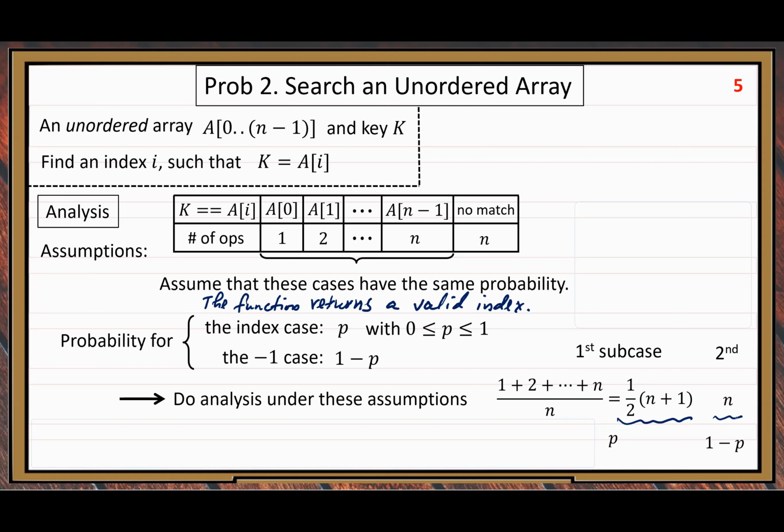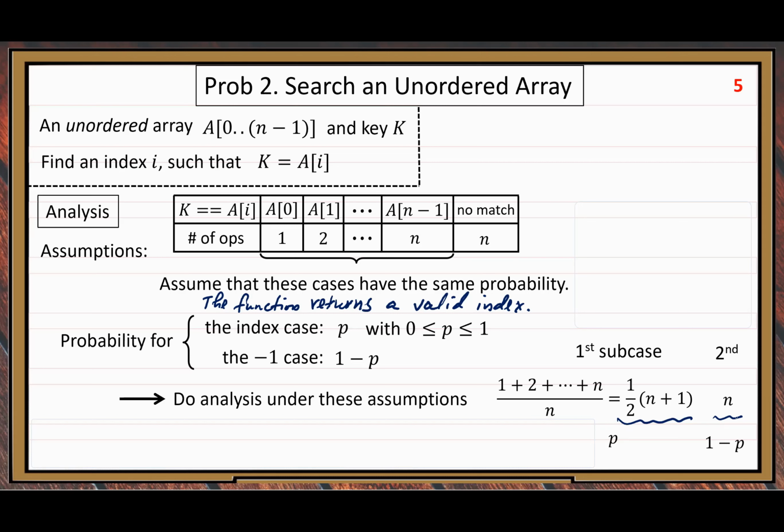Because if the probability number is larger, then the contribution of that subcase is larger. If the probability is smaller, then the contribution of that subcase is also smaller. So here we do a kind of average. You may have heard of it. It's called a weighted average. Have you heard of weighted average? That's another way to do the average.